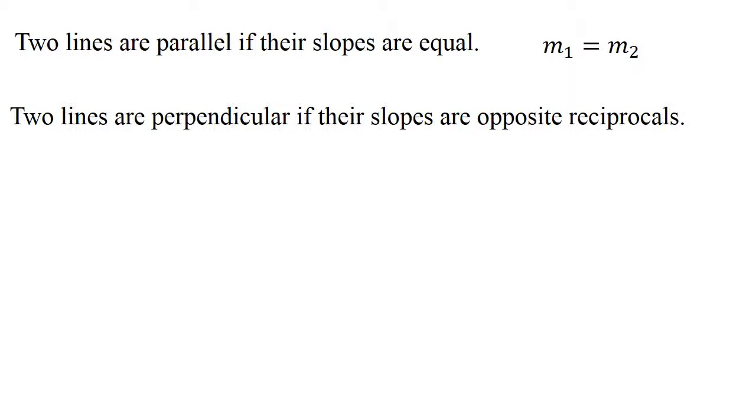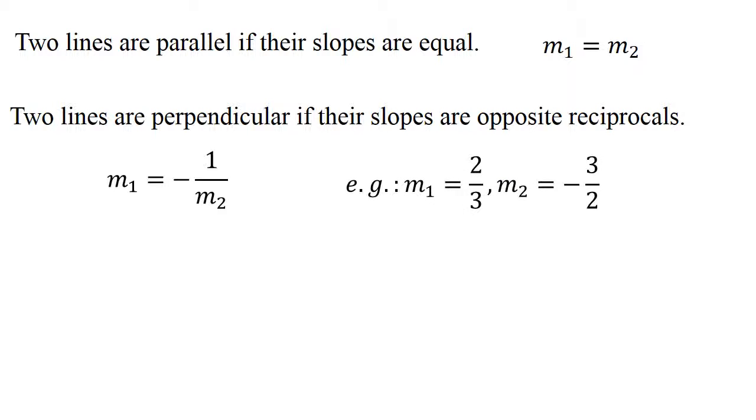Two lines are perpendicular if their slopes are opposite reciprocals. So symbolically, what that means is if you were to change the sign of the second slope and flip it over, it would be equal to the first slope. So for example, if your first slope is 2/3, in order to be perpendicular, the second slope would have to be -3/2.